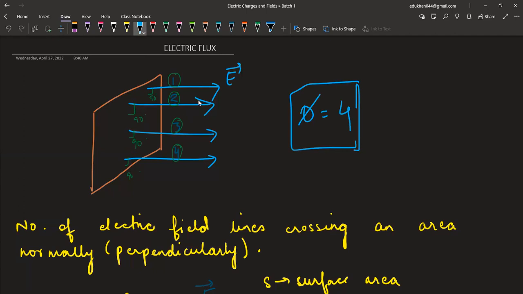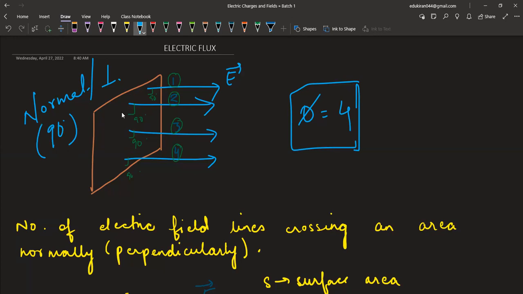Why? Because it is the number of field lines which are crossing an area, and it has to be perpendicular. Normal or perpendicular, both are the same. If it does not make an angle of 90 degrees, we won't consider it as part of the electric flux. So for an electric field line to be part of electric flux, it should satisfy certain conditions. First, it should cross through a surface area. Second, it should be normal, making an angle of 90 degrees.